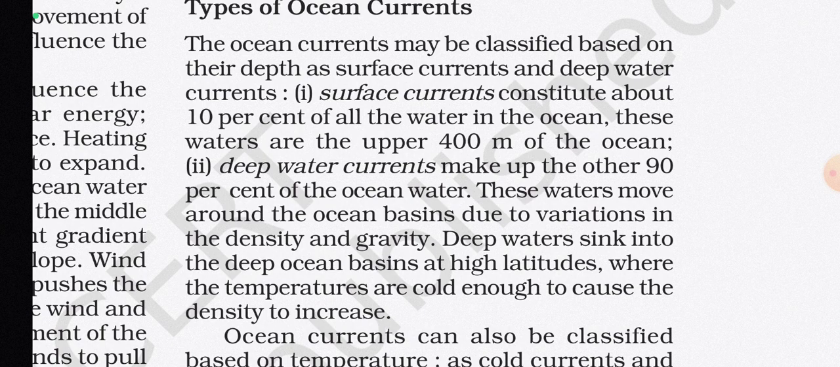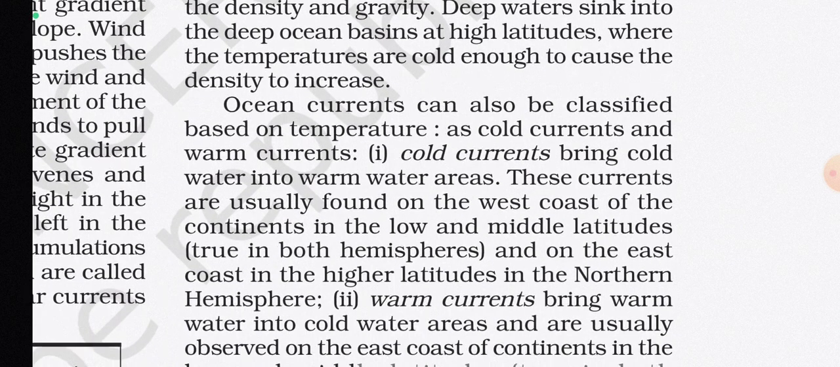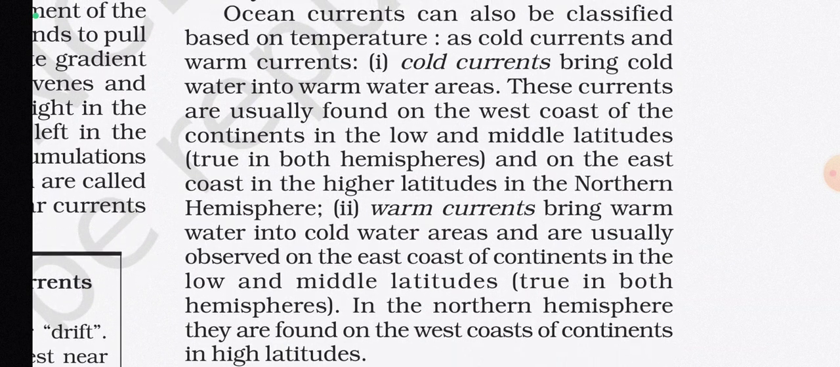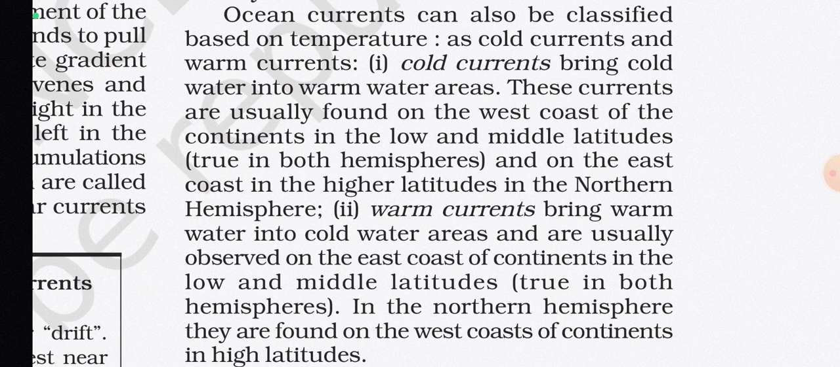Deep waters sink into the deep ocean basins at high latitudes, where the temperatures are cold enough to cause the density to increase. Ocean currents can also be classified based on temperature as cold currents and warm currents. Cold currents bring cold water into warm water areas. These currents are usually found on the west coast of the continents in the low and middle latitudes, true in both hemispheres, and on the east coast in the higher latitudes in the northern hemisphere.